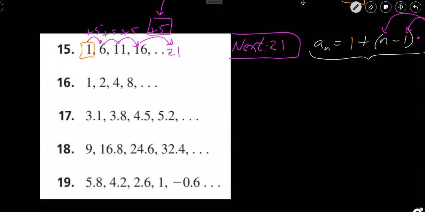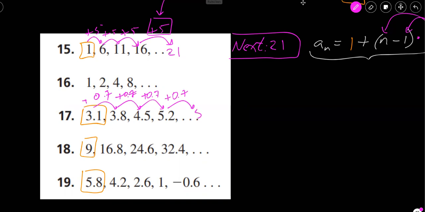All right, I'm going to skip number 16 for a moment, and we're just going to hit 17, 18, and 19 really fast. If you notice, 17, 18, and 19 all start with an A1 value. That's pretty much a given. But they all are adding the same value over and over again for their respective sequences. Number 17, I'm adding 0.7 each time. And if I were to add it another time, well, that would take me to 5.9. So the next value in this one is just 5.9.